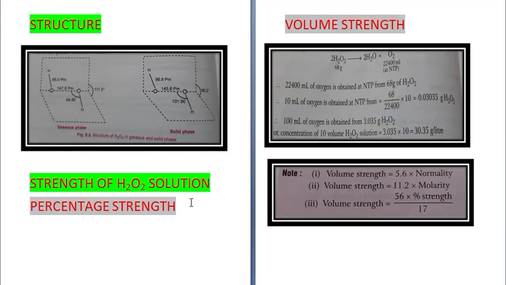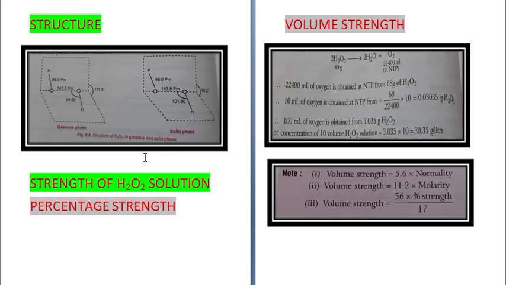But in solid state, the bond length between O and H is 98.8 pm, and between O and O it is 145.8 pm. Okay, the angle between O and H is 94.8 in gaseous phase, and in solid phase it is 101.9. Otherwise the shapes in both the phases, they are the same.